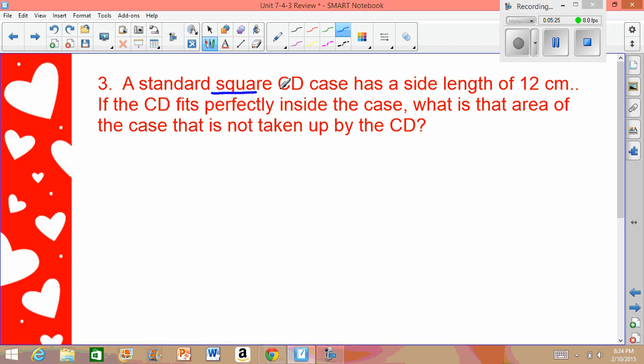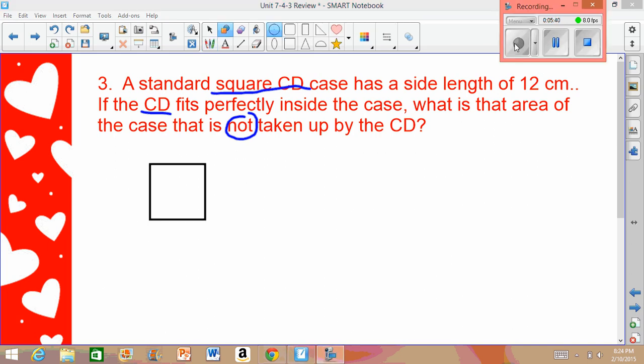So we have a few keywords. Square CD case. And the CD, as I said, is circular. Okay, and it says what is the area that is not taken up by the CD. So the first thing we're going to do is draw a picture to represent what's going on.